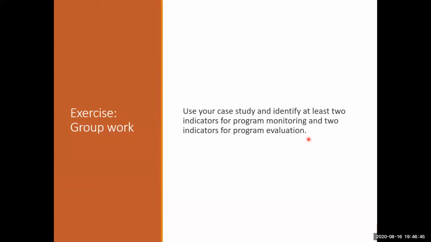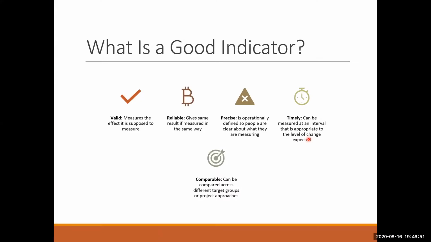This is the case study. I think I will send it to you, the case study, to use it. So these are the 5 things you should keep in mind about a good indicator. It is valid: it measures the effect it is supposed to measure. Okay. Reliable: it gives the same result if measured in the same way.